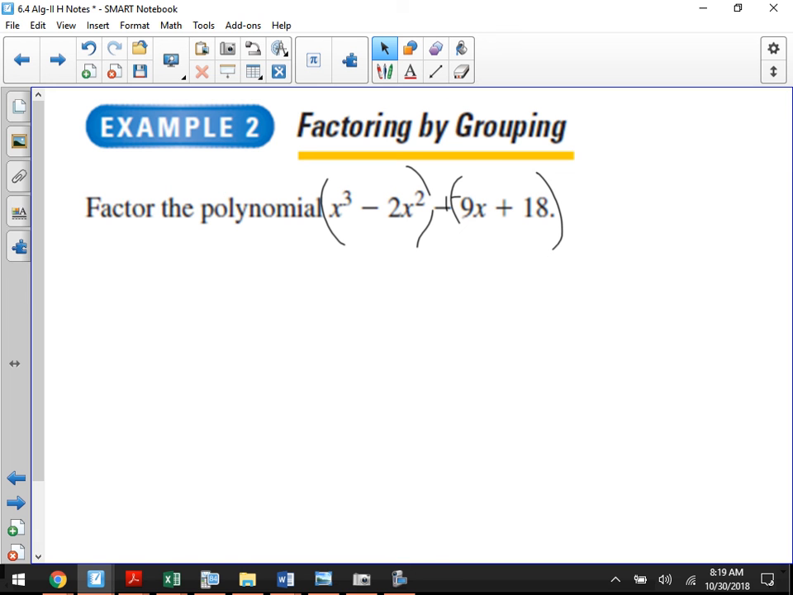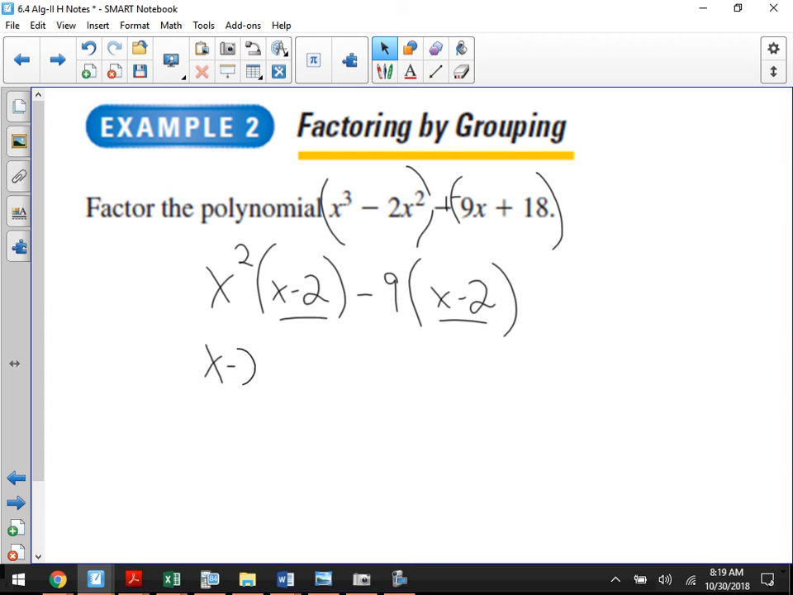See what I'm saying? The reason I do that is so when I factor GCFs, I remember taking the negative out. X cubed and 2x squared, what do they have in common? X squared. Take out an x squared, what are you left with? 9x and an 18, what do they have in common? 9, but I'm going to take out the negative. If I take out the negative 9, what am I left with? X minus 2. Hey, aren't these two the same thing? That's a good sign. When that happens, you write it down. And what's left? X squared minus 9.